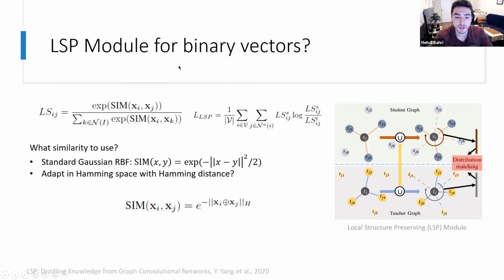So the question is, which similarity should we use, especially for binary graph features? So one option is to do it just like for real graph features and to use the Gaussian RBF or some other standard similarity measure. But we can also try to adapt it to use the Hamming distance. And we tried this other similarity measure here. The results will be presented in the ablation study.